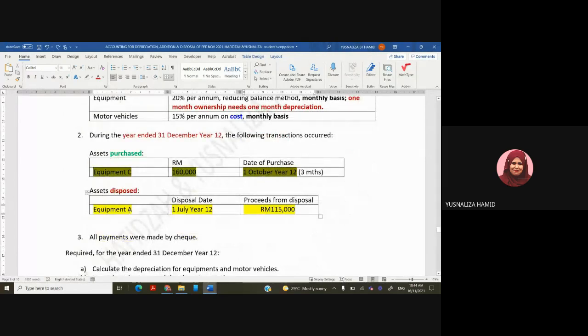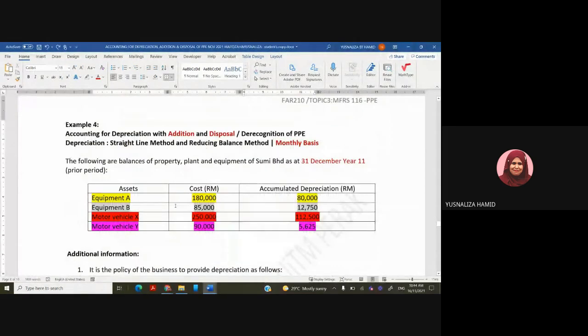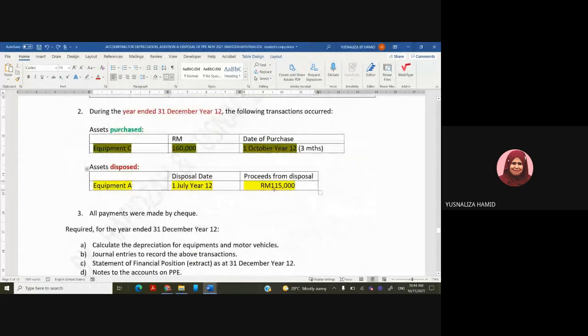On the day that you dispose, the proceeds that you get are 115,000. Even though when you purchased it was 180,000, when you dispose it was 115,000. So we have to find out the profit or loss on that disposal, as well as whether we need to calculate the depreciation for that asset being disposed. You dispose on 1st of July.